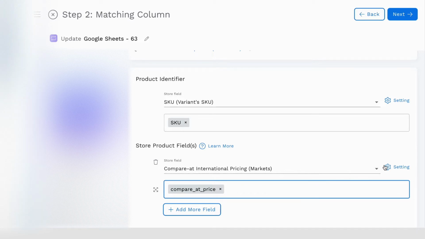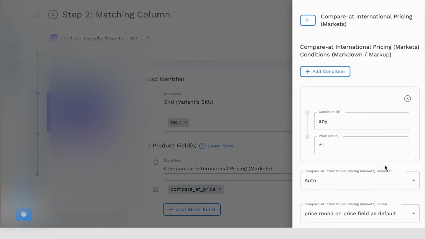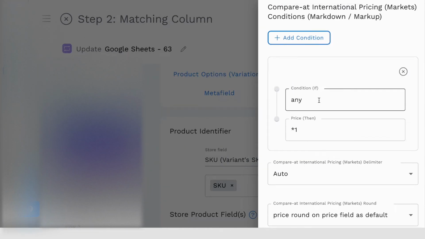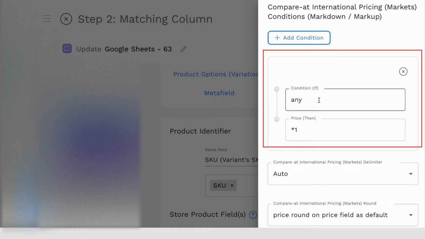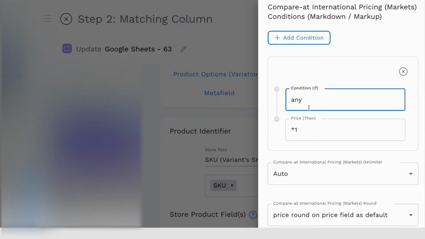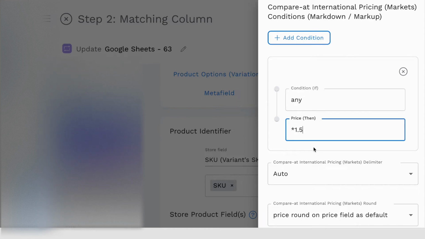For the Compare at International Price Market field settings, you can set the price condition to markup or markdown product's price. For example, to mark up the price by 50%, set rules as any price multiplied by 1.5. It will multiply all the prices by 1.5. The price condition supports complex conditions for more use cases.